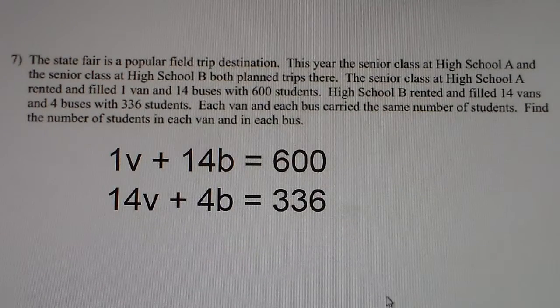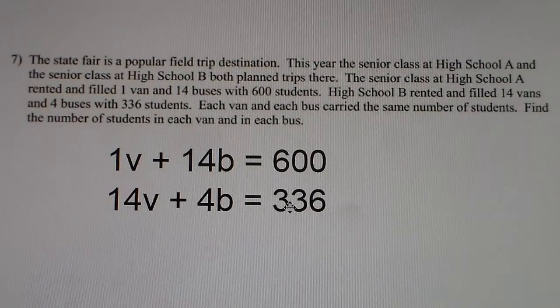So those are our 2 equations. Each van and each bus carried the same number of students. So in other words, let's say a van holds 10 students. The 14 vans down here also hold 10 students, approximately, but I think that's what we're going to find out. So each van holds the exact same amount of students. So van 1 and van 2, they both hold X amount of students. The same number of students. Find the number of students in each van and each bus. So we're going to find out right now.